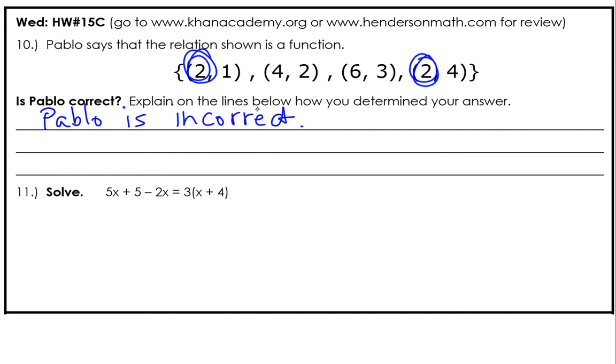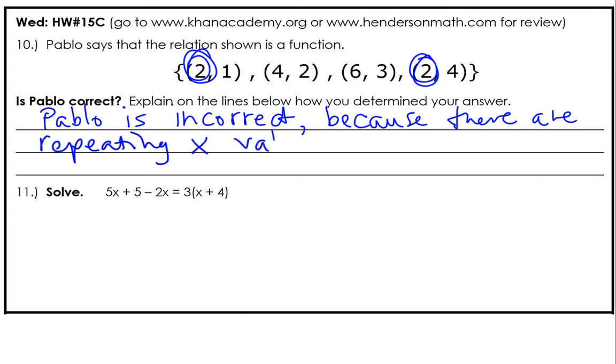And then it says, explain how you determined your answer. Pablo is incorrect because there are repeating x values with different y values, right? There are repeating inputs with different outputs. That is not allowed.